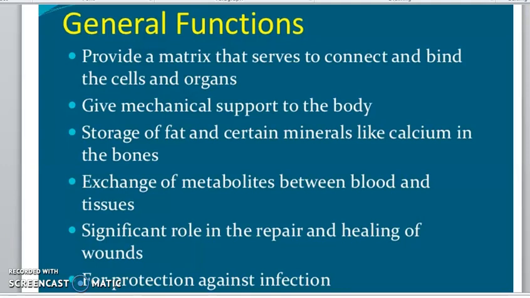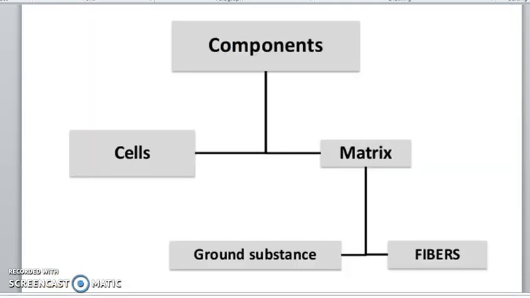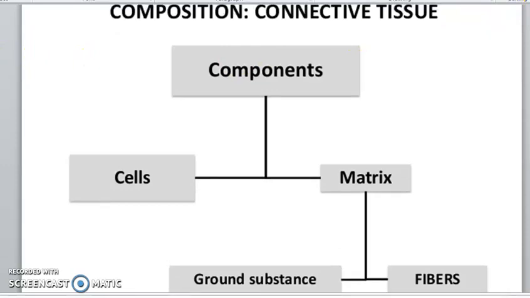Now let's look at connective tissue in terms of components and in terms of composition. Components of connective tissues are basically either cells or matrix. Of course, you know what cells are, the living unit. And the matrix is more or less the fluid substance in which the cells are found.